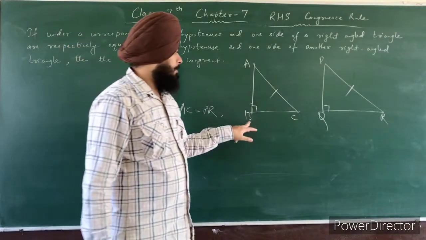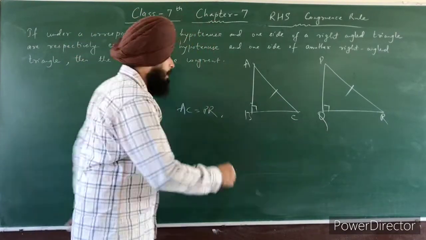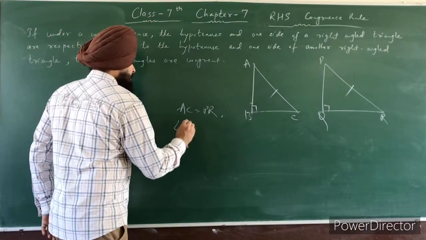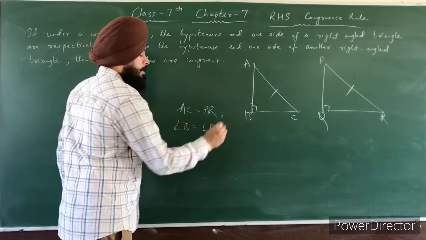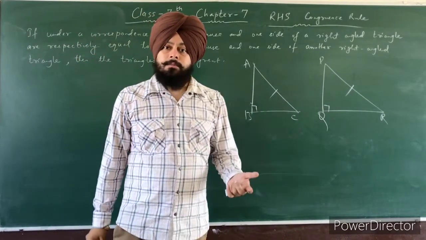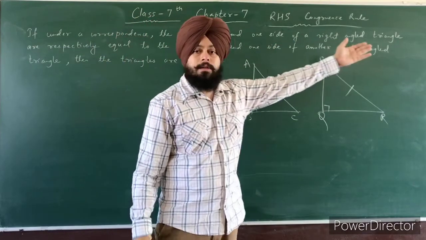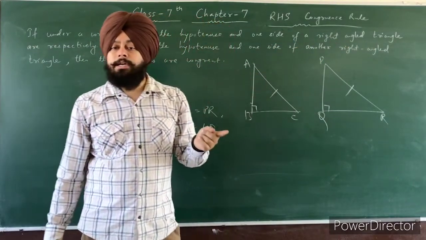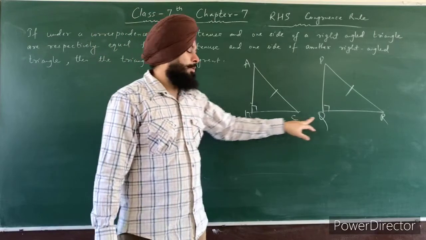Second one is angle B is equal to angle Q. The reason is 90 degrees each, because the triangle is a right angle triangle, so the measure of one angle is 90 degrees. Therefore, angle B is equal to angle Q.